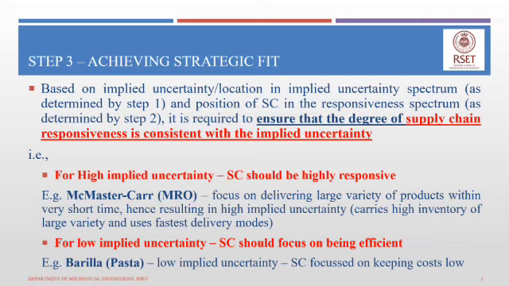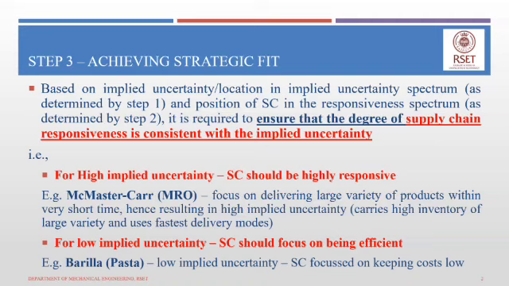McMaster-Carr is basically a maintenance, repair and overhaul company, which focuses upon delivering a large variety of products within a very short amount of time to its customers. So since its competitive strategy is focused upon delivering a larger variety in a very short time, the company faces very high levels of implied uncertainty.